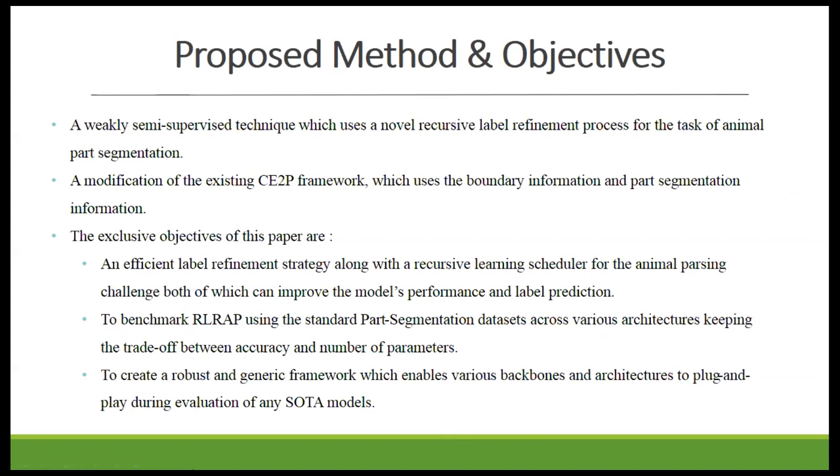So the main objectives of this paper include that we have implemented an efficient label refinement strategy with an online recursive learning scheduler for the animal parsing challenge, which we saw improved our model's performance and also the label prediction. Now to benchmark the RLAP, we have used standard part segmentation datasets across various architectures, keeping the trade-off between accuracy and number of parameters, because we can always get a higher accuracy, but the number of parameters would be very high. When it comes to the production level, if you don't keep the trade-off between accuracy and number of parameters, it would not be possible. Hence, we went to benchmark regarding accuracy and number of parameters.